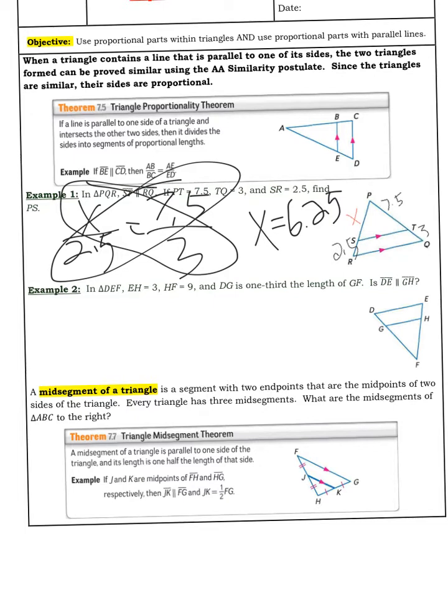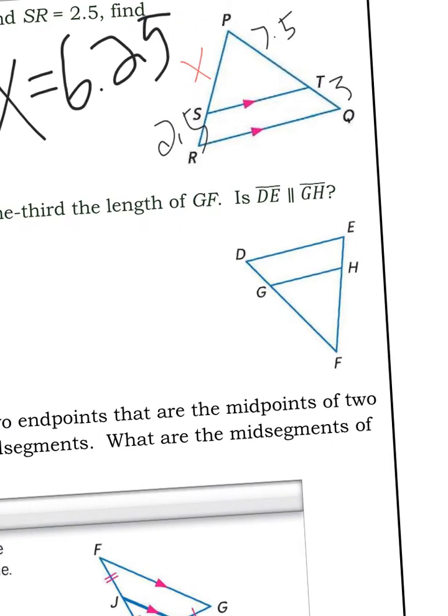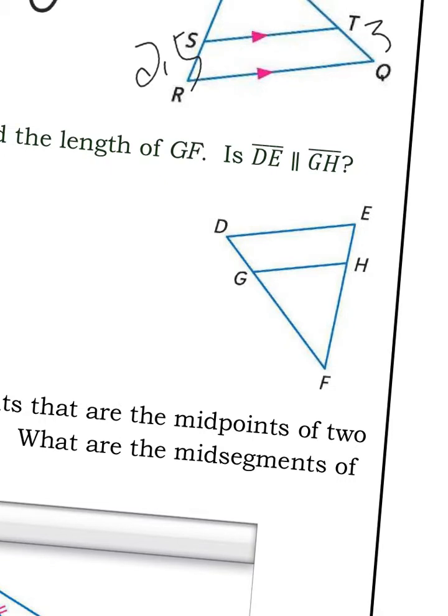Okay, so in this next example, in triangle DEF, EH is 3, HF is 9, and DG is 1/3 the length of GF. Is DE parallel to GH? So really, we just need to verify proportionality here. If they're proportional, then the lines are parallel. So let's label. It gave me this is 3, and it gave me this is 9, and then it says that DG is 1/3 the length of GF. So if this is 1/3 the length of GF, I'll call this 1/3 X, and I'll call this X.